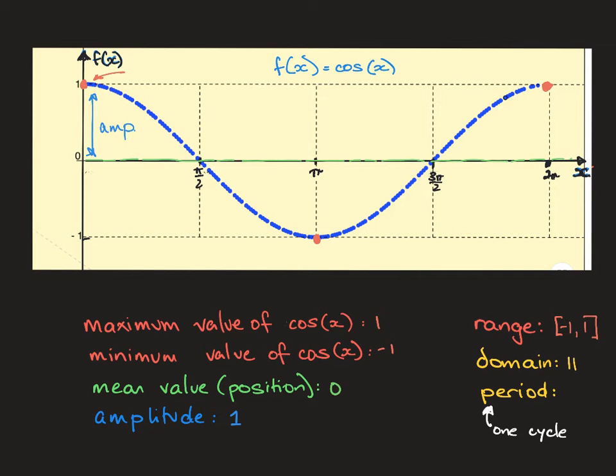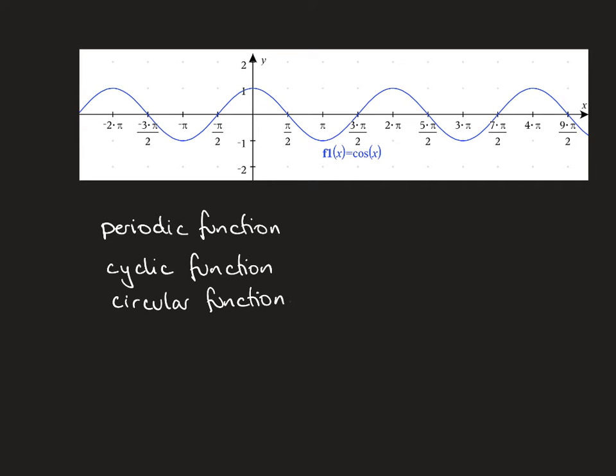Maximal domain is again R, because even though we have only one cycle here, it's possible to repeat the cycle over and over. And the complete length of one cycle, or our period, is 2 pi. And if we look at the graph of the function extended to the right or extended to the left, continuing our pattern, this is what it looks like on our CAS calculator.